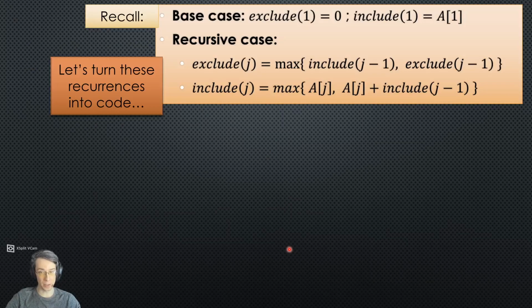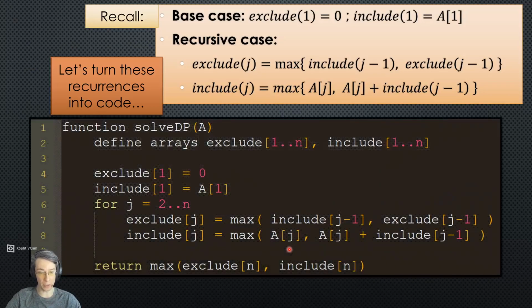Okay, so if we want to turn these recurrence relations into code, basically turning the algorithm I just walked through into code, it's pretty simple. You define two arrays, exclude and include. You initialize them with the base case, and then you have this for loop for j equals 2 up to n. We just repeatedly assign exclude j and include j, alternating.